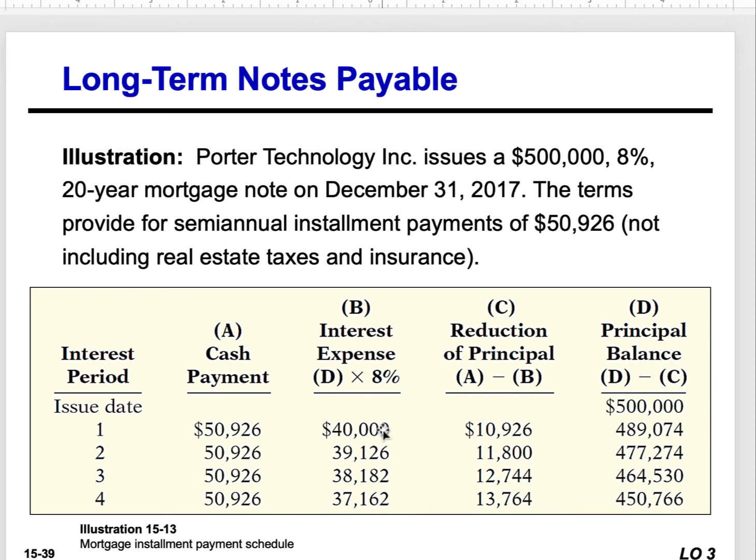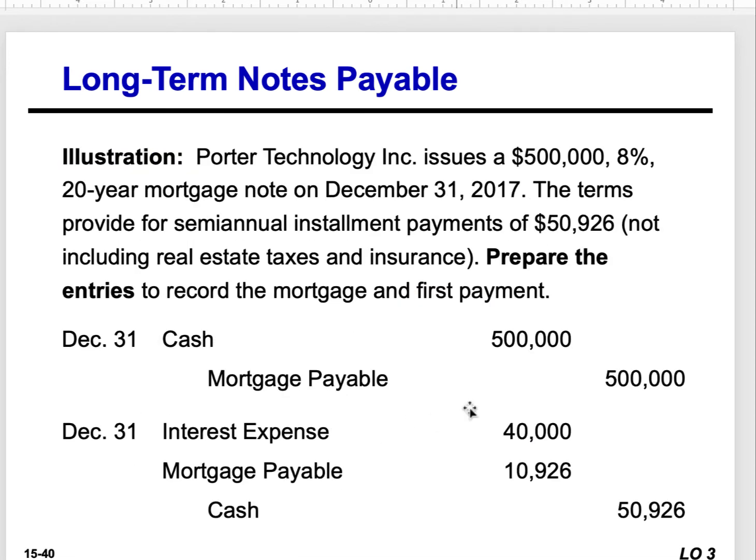But that's okay. So notice what happens first, right? First, we have to book everything. No problem. Okay, excuse me. So what are we getting? Well, we're getting cash, right? And we're issuing a mortgage payable, okay? So Porter Technology issues the bond, right? Or the mortgage note. Semi-annual installment payments, doesn't include taxes or interest.